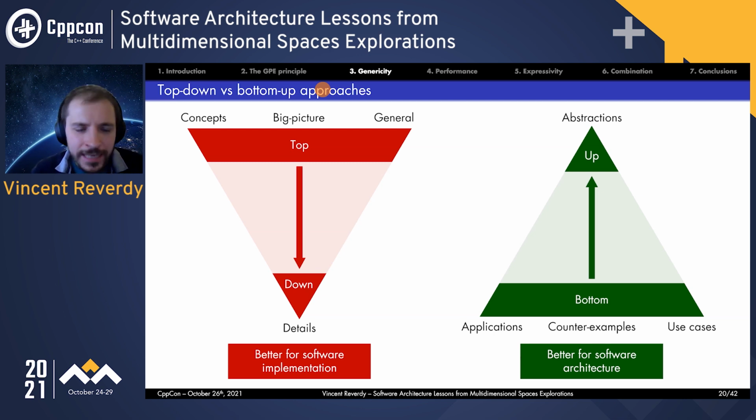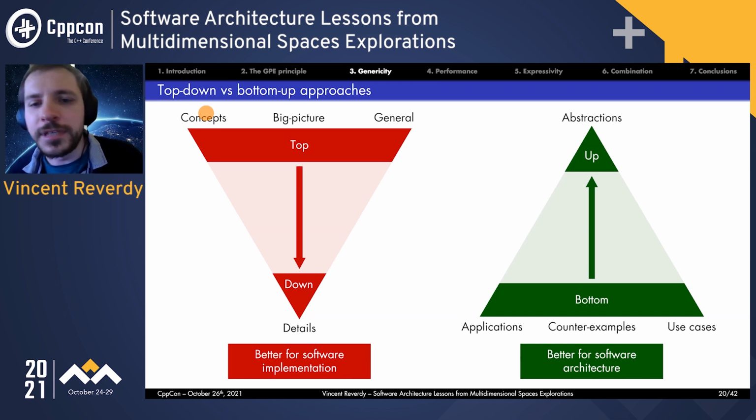And to design abstractions, there are two main ways of doing it. The first approach is the top-down approach. So you set your theoretical framework with your big picture in mind, the concept and the general view. You set that, and then you will implement more and more things to go from the big picture to the application details and to the specific use cases.